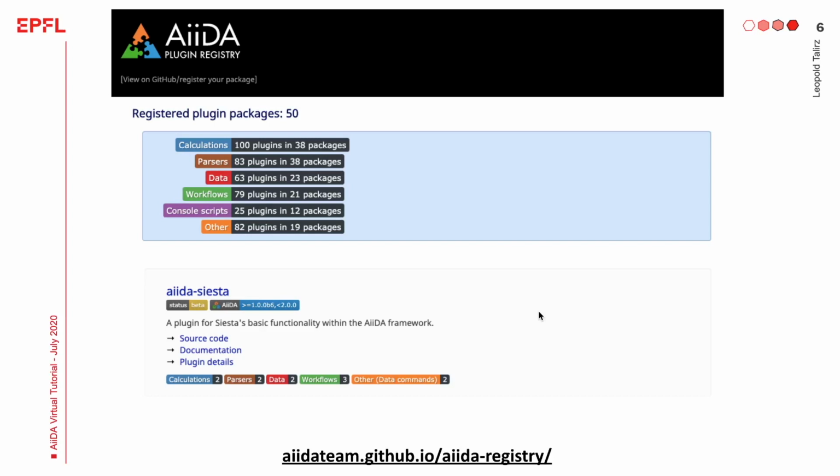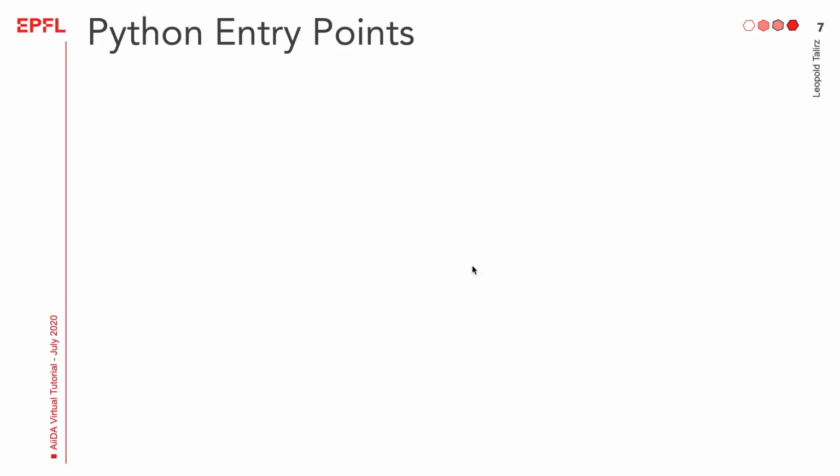If you go to the AiiDA plugin registry on aidateam.github.io/AiiDA registry, you will see that we currently have 50 plugin packages registered. It also contains statistics on the type of plugins that these packages provide. So, for example, the aida-siesta plugin provides 2 calculations, 2 parsers, 2 data types, 3 workflows, and a couple of other plugins. And so the question arises, how does the AiiDA plugin registry know what kind of plugins a particular package provides? And the method for discovering the plugins that packages provide is called entry points.